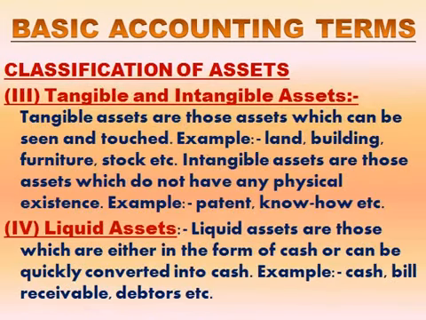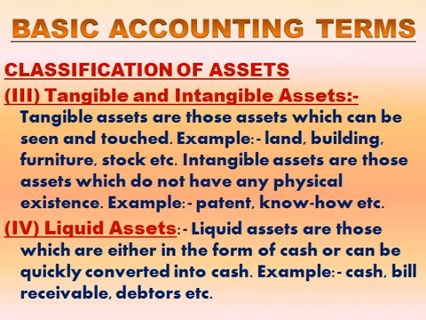Third classification of asset is tangible asset and intangible asset. Tangible assets are those assets which can be seen and touched. Example, land, building, furniture, stock, etc. Intangible assets are those assets which do not have any physical existence. Example, patent, know-how, etc. Fourth category of classification of asset is liquid asset. Liquid assets are those assets which are either in the form of cash or can be converted quickly into cash. Example, cash, bills receivable, debtors, etc.